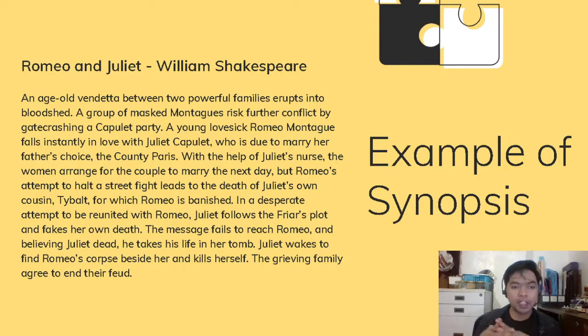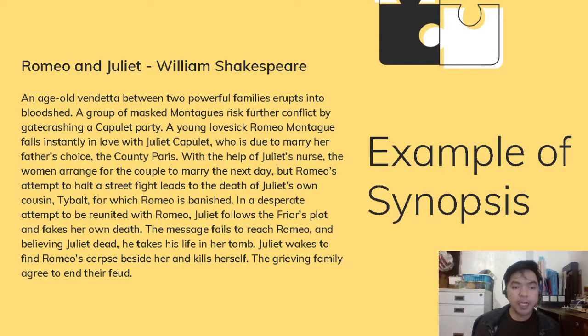So first, an age-old vendetta between two powerful families erupts into bloodshed. A group of masked Montagues risk further conflict by gate-crashing a Capulet party. A young lovesick Romeo Montague falls instantly in love with Juliet Capulet, who is due to marry her father's choice, the County Paris. With the help of Juliet's nurse, the women arrange for the couple to marry the next day, but Romeo's attempt to halt a street fight leads to the death of Juliet's own cousin, Tybalt, for which Romeo is banished.